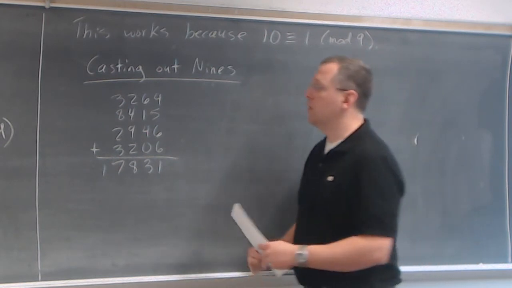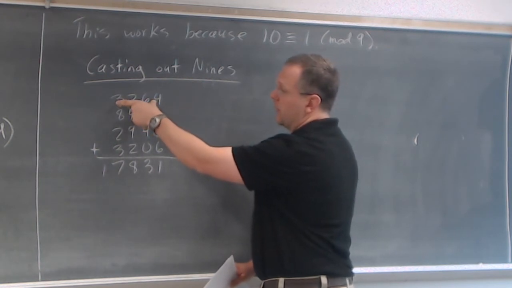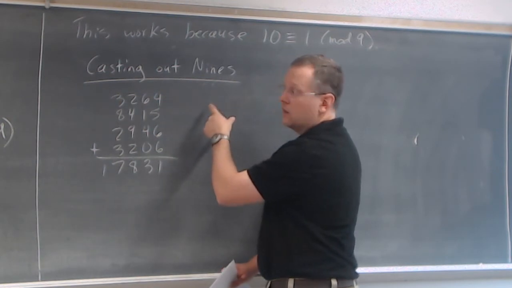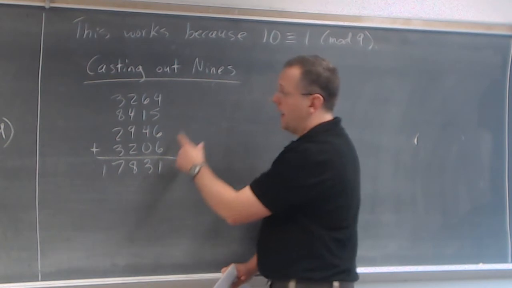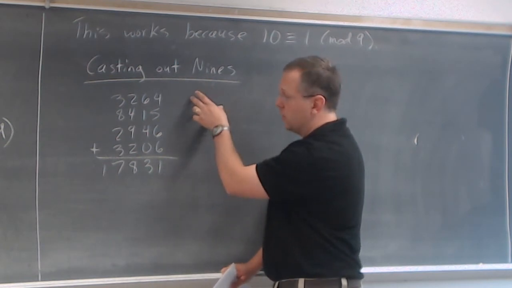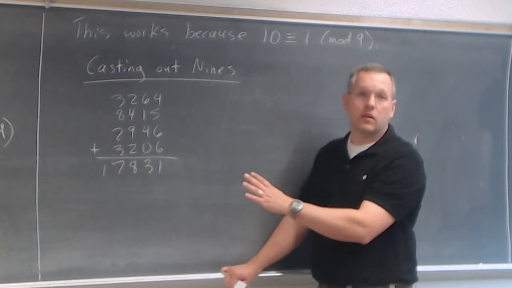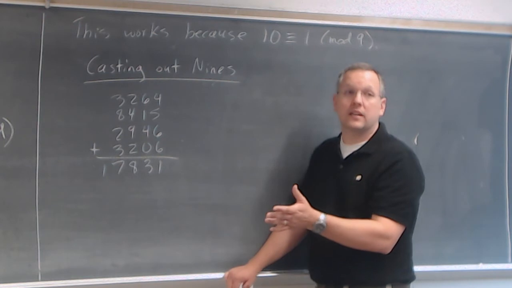So what we're going to do is look at each one of these summands mod 9, and then look at the total of the sum mod 9. When we add up all the residues mod 9 and look at the residue mod 9 here, they should be the same. And if they're not the same, that's how you check that there's a mistake somewhere.